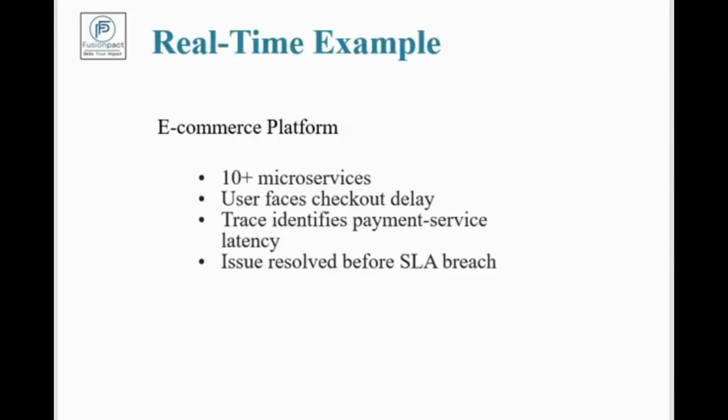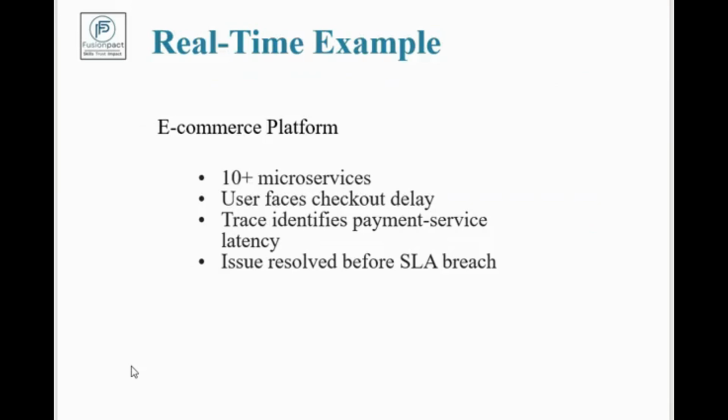Let's start with a real-time example. Think of an e-commerce platform which has 10 plus microservices such as front-end service, product, cart service, payment service, order service. Now imagine a customer clicks pay now, but the checkout page becomes slow. Without telemetry, the user only sees that checkout is slow. Developers don't know which service is causing the delay. The team manually checks the logs of each service. Debugging takes hours, and SLA and customer service get affected.